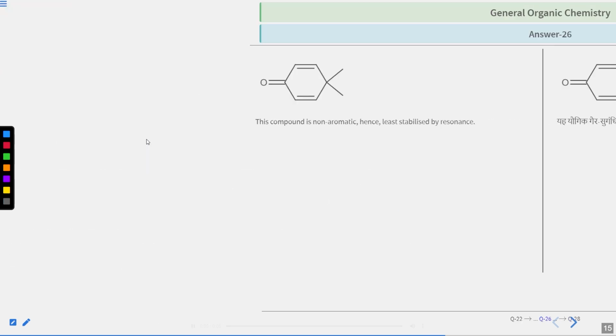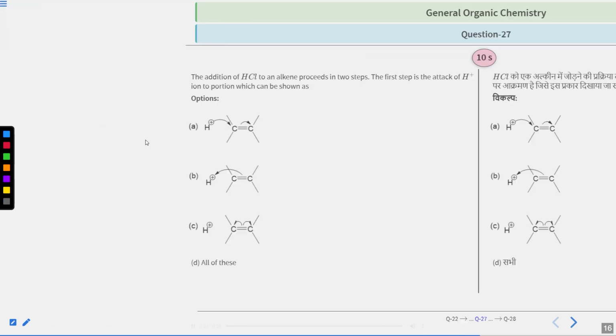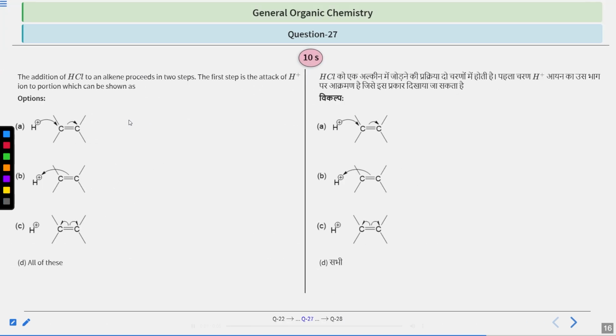Okay, now let's move on to the next question, question number 27. The addition of HCl to an alkene proceeds in 2 steps. Alkenes are those structures in which a double bond is present between 2 carbons, right? HCl is an acid. So we are adding HCl to the alkene, and it is happening in 2 steps.